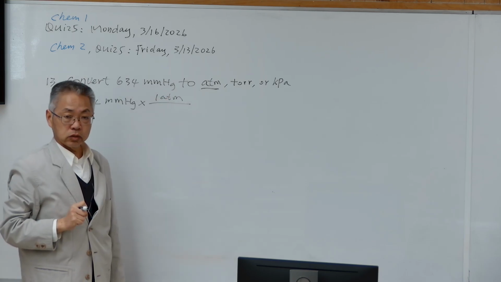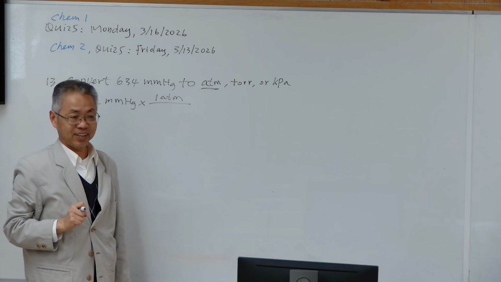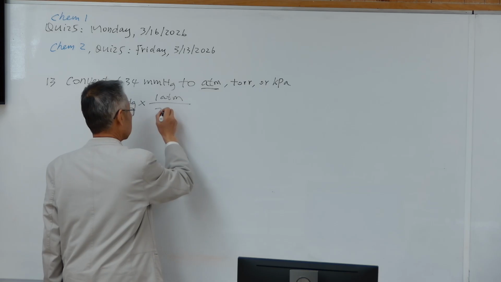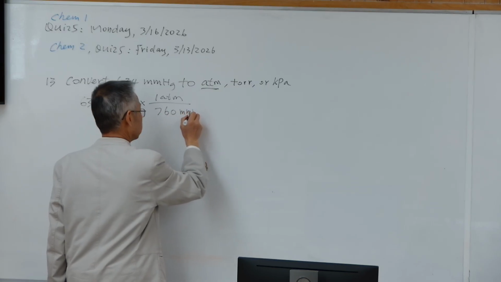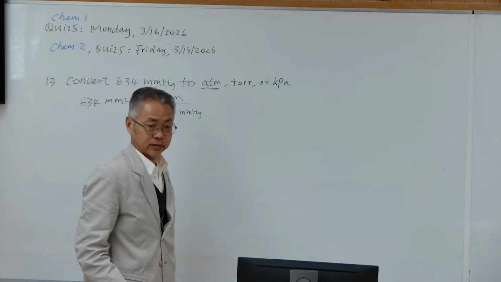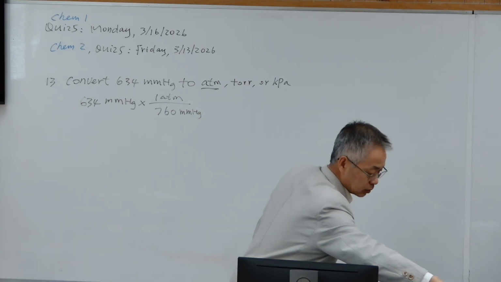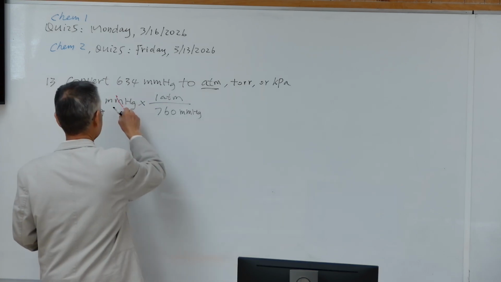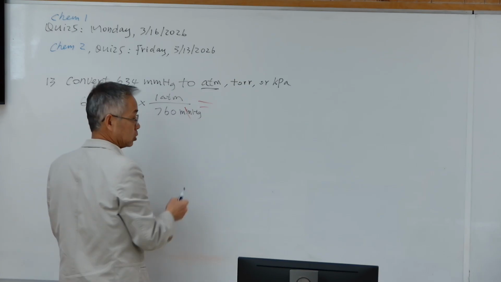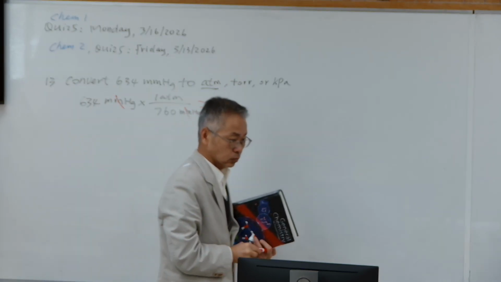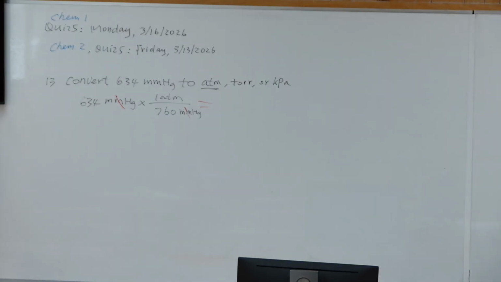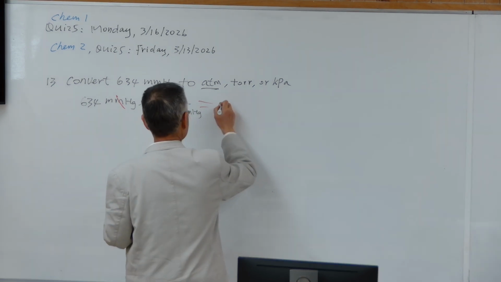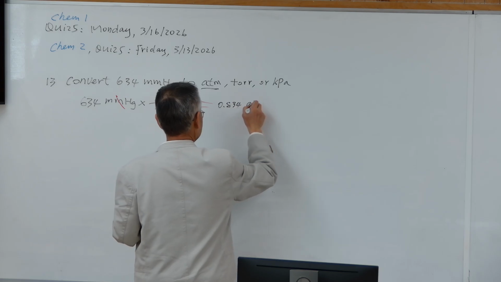1 ATM equals to how many millimeter mercury? You need to remember this is a very common conversion factor. 760. Okay, 760 millimeter mercury. So millimeter mercury cancels, right? Leftover ATM. This is what you want. Use a calculator, you easily get the answer. This is 0.834 ATM.